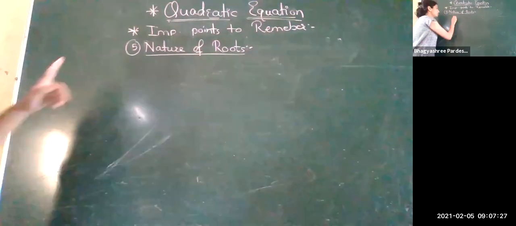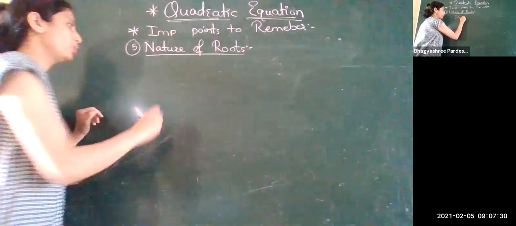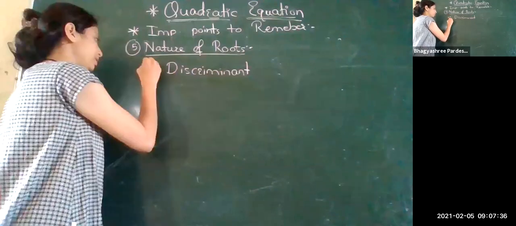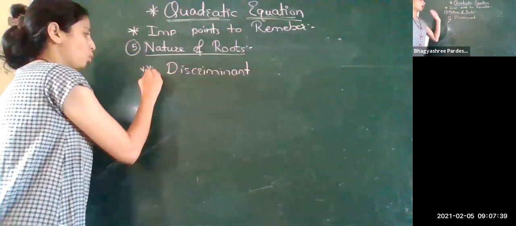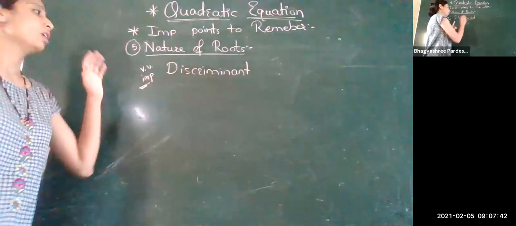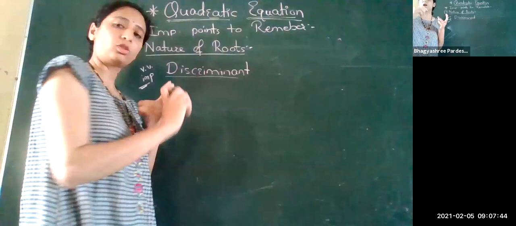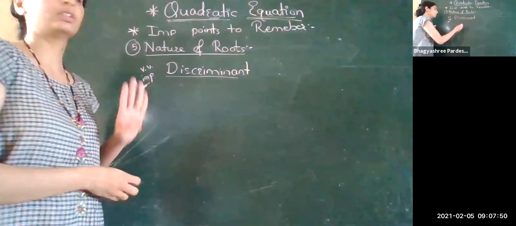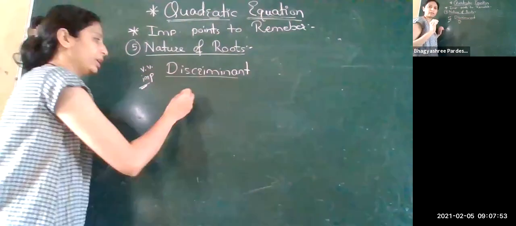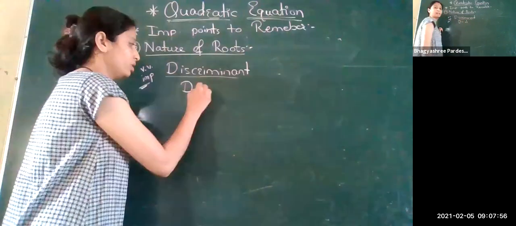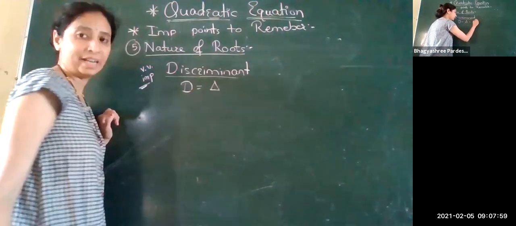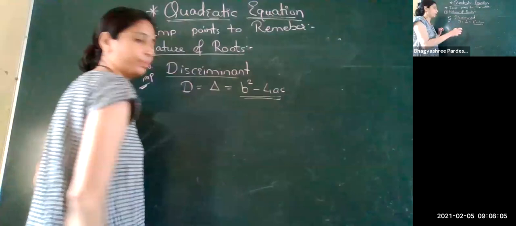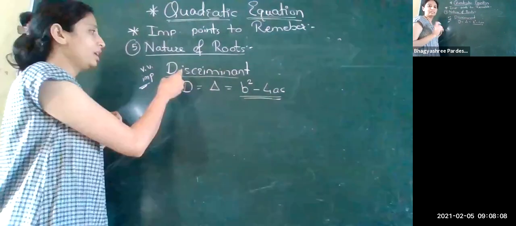In this nature of roots, we must remember one thing, that is the discriminant. Very, very important pointer. Why? Because on this discriminant, 1 mark questions are asked, 2 marks, 3 marks and 4 marks questions are also asked. So this is the most important. What is this discriminant? It is sometimes denoted by D or sometimes by delta. And this is actually b square minus 4ac. This term, b square minus 4ac, is called the discriminant.